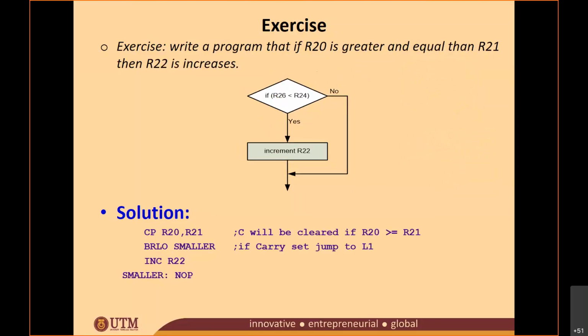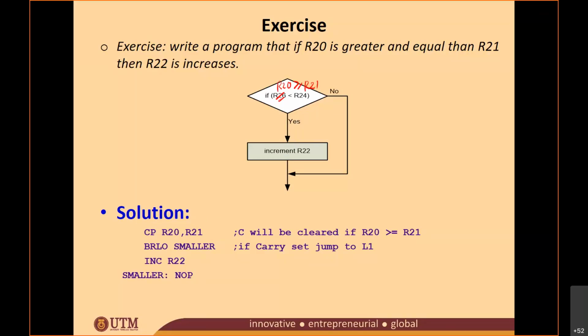What about this one? For this one, you are going to write a program that if R20 is greater than or equal to R21, then increase R22. Again, please convert this into a flowchart. This is R20. Is it equal or greater than R21? If yes, then increment R22. If no, exit from that statement.